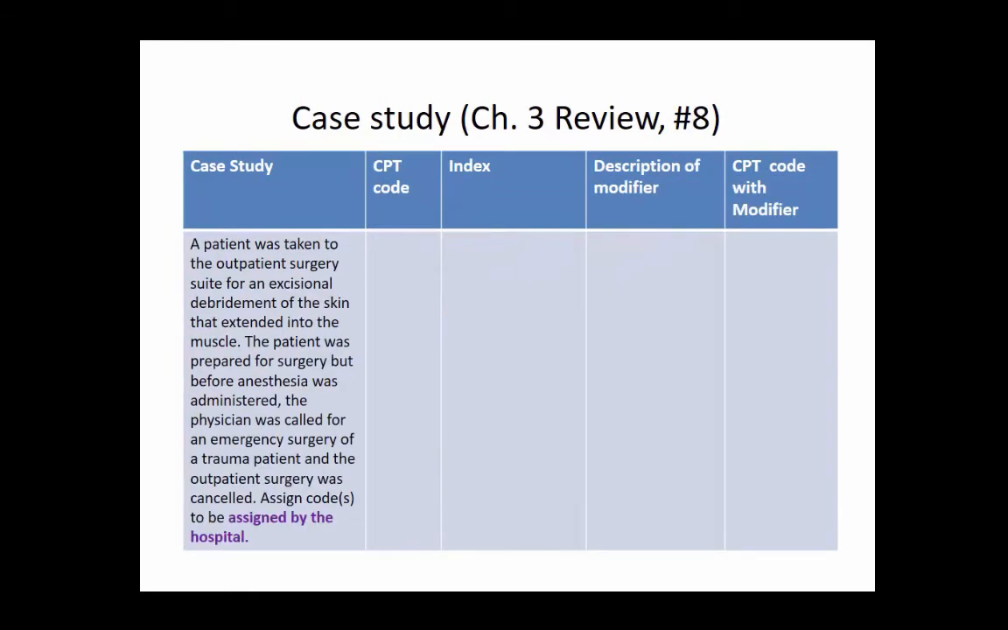Let's try another one. Patient was taken to the outpatient surgery suite for an excisional debridement of the skin that extended into the muscle. The patient was prepared for surgery, but before anesthesia was administered, the physician was called for an emergency surgery of a trauma patient, and the outpatient surgery was canceled. Assign the code assigned by the hospital. This is, again, you must read these very carefully, because if this had said assign the code assigned by the doctor, it would be different. So we're going to look at this one first, assigned by the hospital.